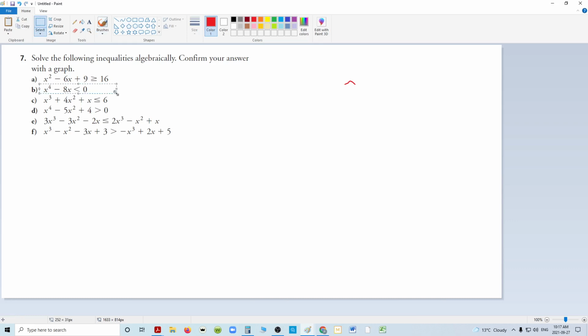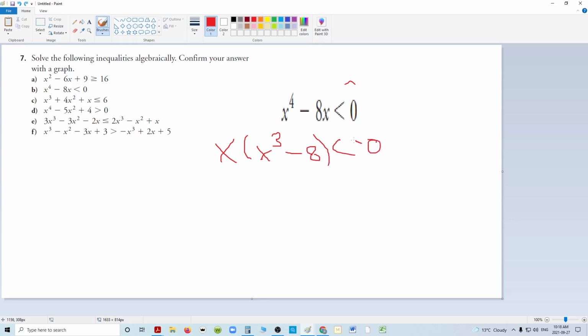This is already set for you. You just have to figure out how you can factor it because it's a cubic. But you immediately see that x can be factored out, and you get x cubed minus 8. And you just set this equal to 0 to figure out when it's going to be above or below 0. So x cubed minus 8 equals 0 means x cubed equals 8.